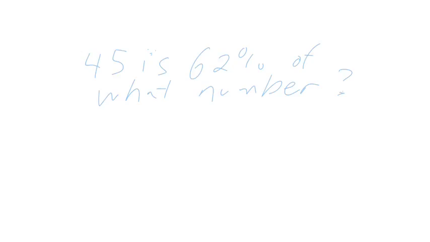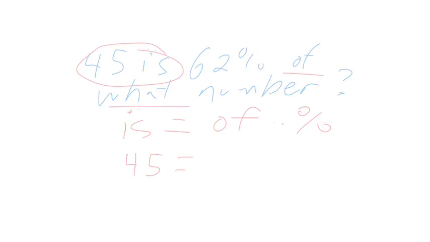So let's do one more problem. 45 is 62% of what number? So we have is equals of times percent. Well, it says 45 is. That's our is. We don't know the total or the of, so we're going to let that be x. And we're given the percent in the problem, so we've got to make that a decimal. 0.62. So we plug these in.